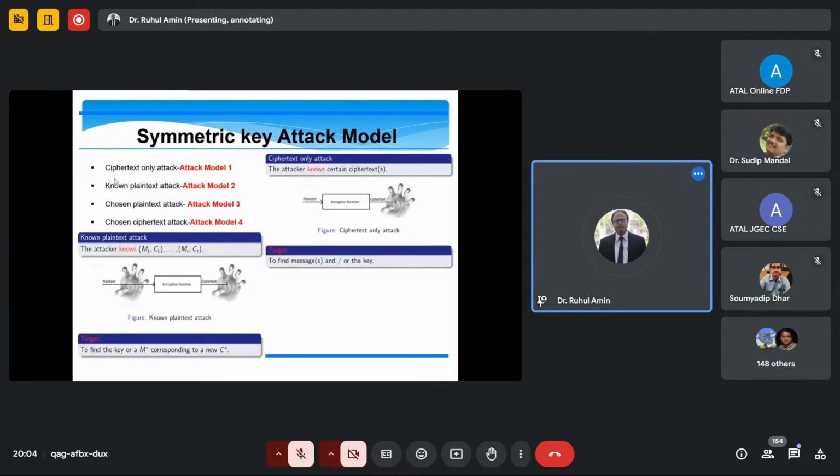So in the ciphertext-only attack, we give a set of ciphertexts to the attacker, and the attacker will try to find the keys or the message. It means there are two objectives for the attacker: the attacker will try to find the message or the key.